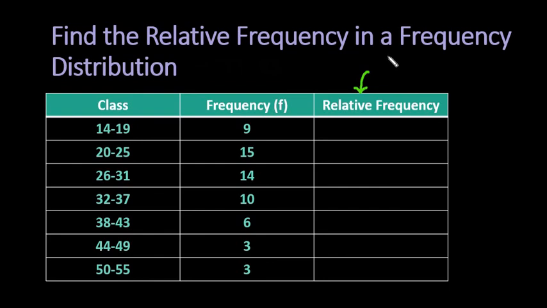Recall the relative frequency is the frequency divided by the sum of the frequencies. So what you could do is individually go through and find the sum of all of these values, and then you could take each of these values independently and divide them by the sum. But it's a lot easier if you use technology to help you.